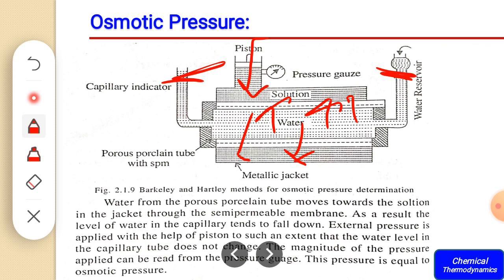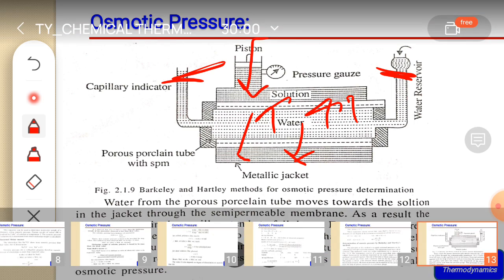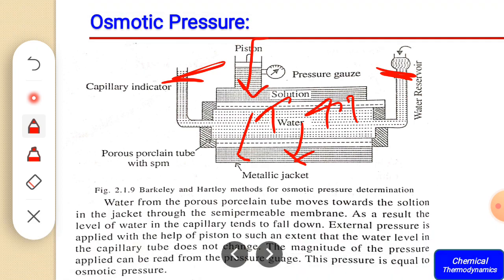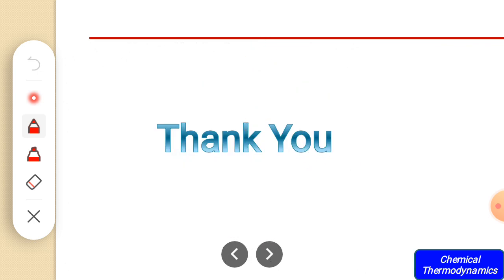That enough pressure which is applied, at which the level of the liquid in this capillary tube remains constant, is known as the osmotic pressure. This pressure can be read by means of a pressure gauge which is present here. So this is a way by which we can measure, we can determine, the osmotic pressure.